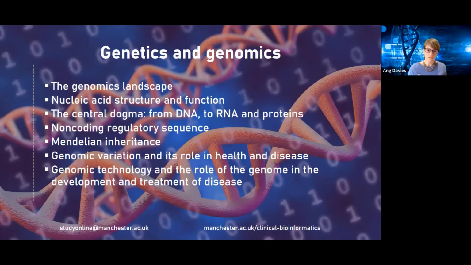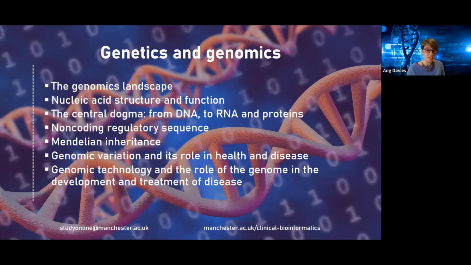To start off within the unit, we'll cover some key concepts around genetics and genomics. So we'll introduce you to the genomics landscape with a particular focus on the UK, but we'll also ask you to think about the genomics landscape in your own countries. We'll take a look at nucleic acid structure and function, and we'll think about that in the context of the central dogma and how we go from DNA to RNA to proteins. We'll also look at things like non-coding regulatory sequences and the role that they have within genomics.